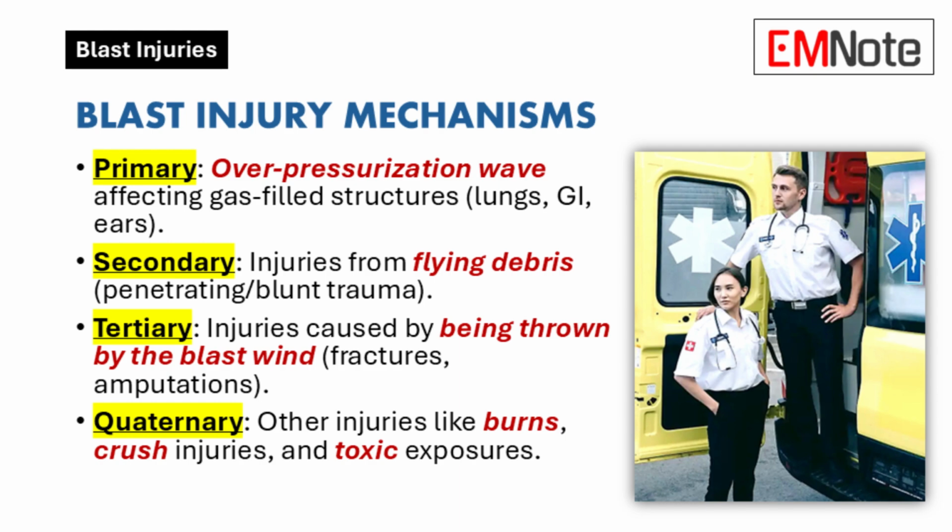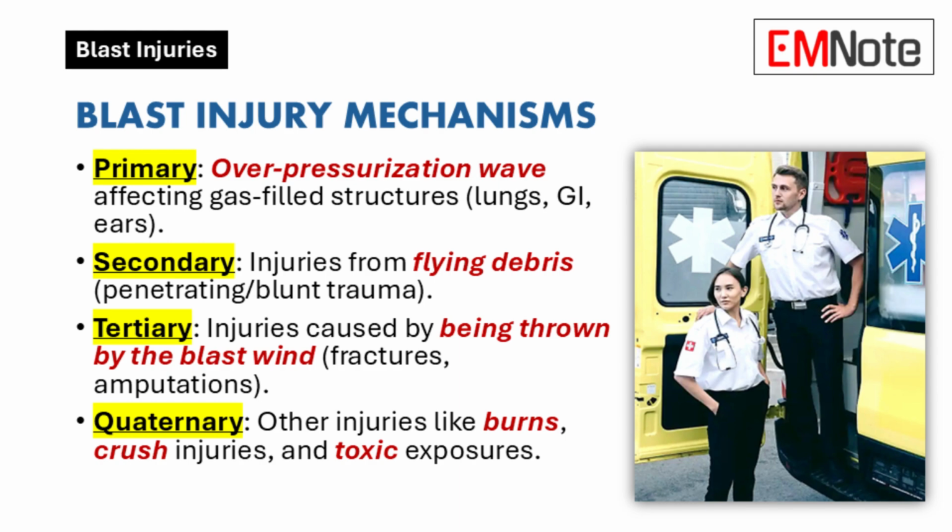What about injuries from, like, the debris, the fragments flying through the air? Those would be classified as secondary blast injuries. So these injuries are caused by projectiles hitting the body. Anything that the explosion propels outwards can become dangerous shrapnel. Makes sense. What about injuries that are caused by being thrown by the blast? That would fall under the category of tertiary blast injuries. Essentially, the force of the explosion can throw a person, leading to blunt trauma, fractures, or even amputations.